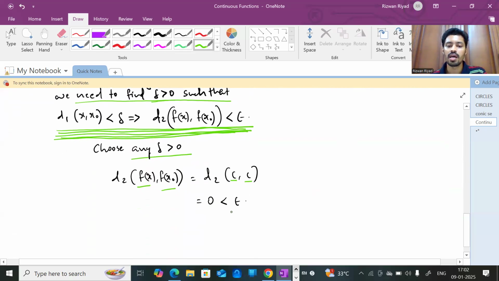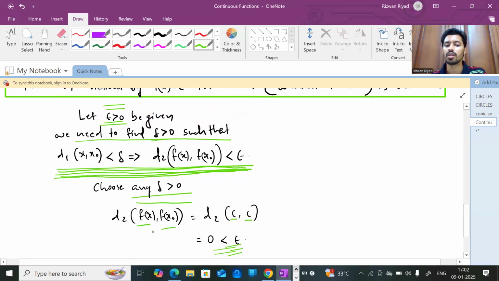0 is always less than any positive epsilon, right? Epsilon can be any positive number, but it is positive, meaning it is always greater than 0, so 0 is always less than epsilon. This will happen for any epsilon, and no matter which delta you have chosen here. The distance between f of x and f of x naught is always 0, which is always less than any positive number. So you are free to choose any delta. Whatever epsilon you choose, this is always less than epsilon. So this function is continuous at an arbitrary point x naught. If it is continuous at an arbitrary point, that means the function is continuous throughout the domain.